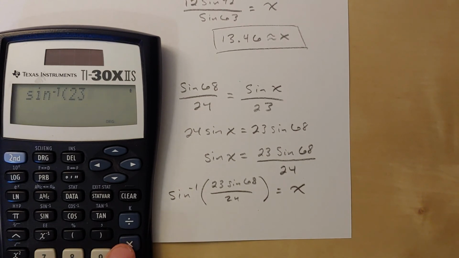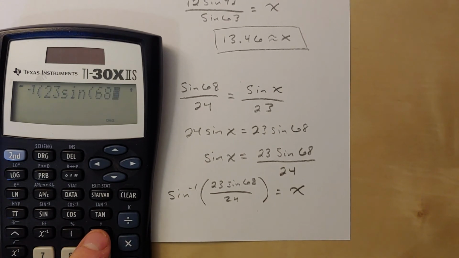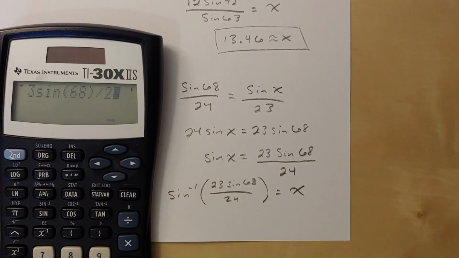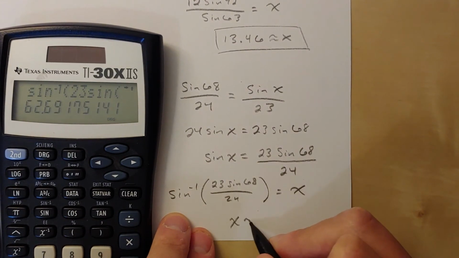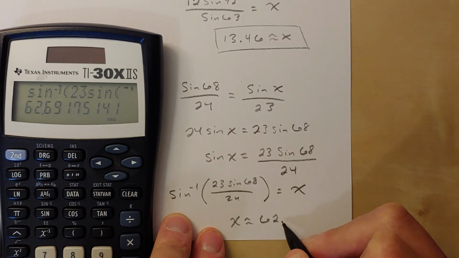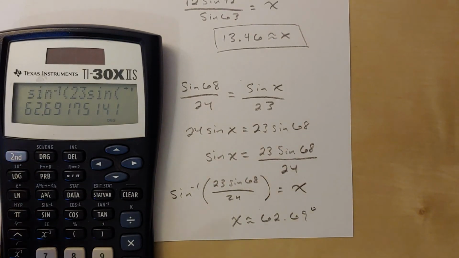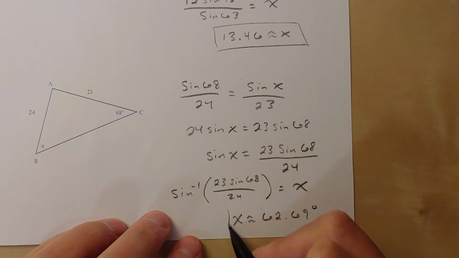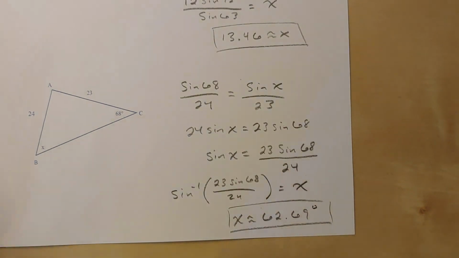So 23 times the sine of 68 divided by 24, and we get 62.69 degrees. Okay, and there it is. The law of sines. This is a very famous, very useful trig formula that we can now use to find missing sides and missing angles of non-right triangles.